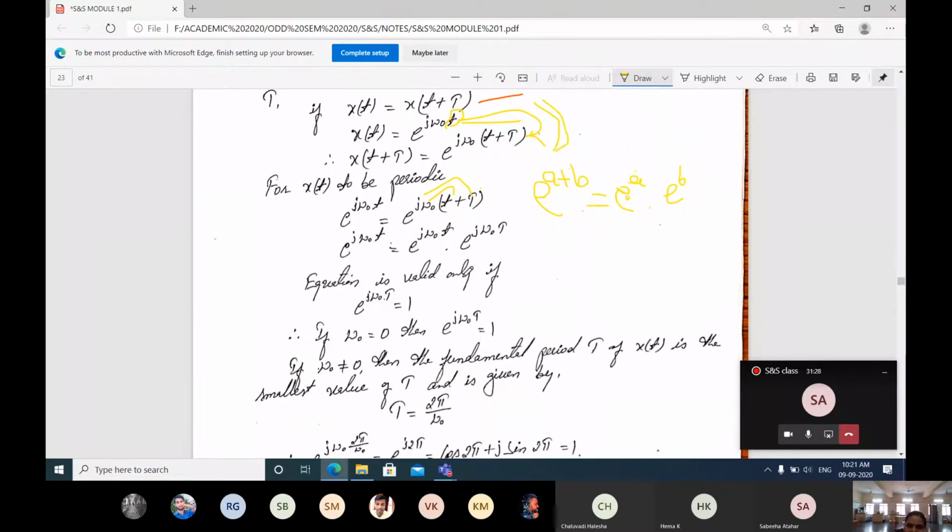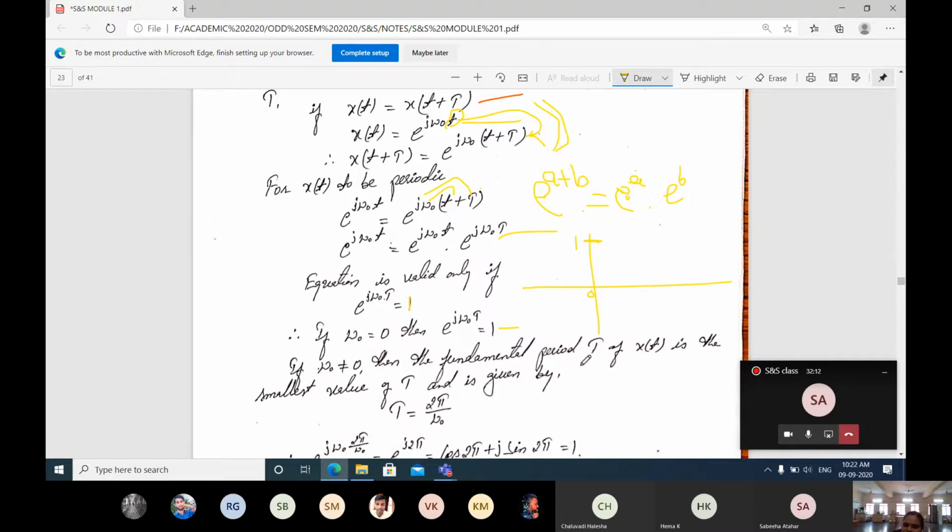Then what am I going for? This equation is valid when e power j omega naught capital T is equal to 1. When will I get e power j omega naught t equal to 1? If omega naught is 0. When omega naught is 0, the frequency value is 0 at the 0th position, and at the 0th position it has the amplitude as 1. Okay, e power j omega naught capital T is going to be taken as 1. That's what I wrote here. Then if omega naught is not equal to 0, what is going to happen?